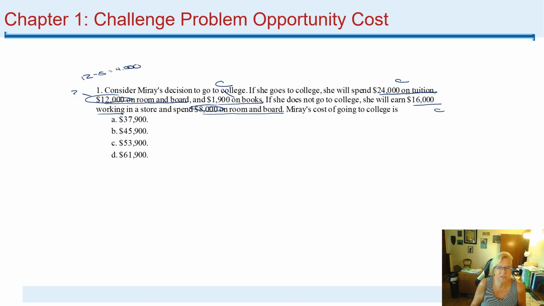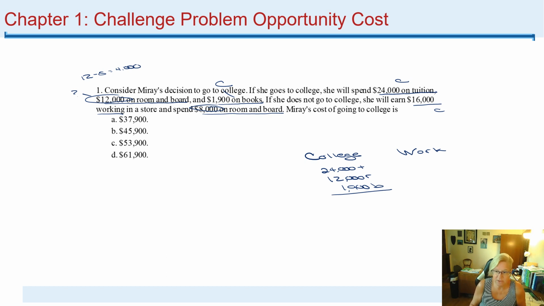So they're asking us, what is the cost of going to college, the opportunity cost? Let's go ahead and start two columns here. We have college and we have work. For college, we've got the $24,000 for tuition. I'll just put a T there. We have $12,000 for room and board, and we have 1,900 for books. Now, a lot of people will just stop here and say, well, that's what it is.